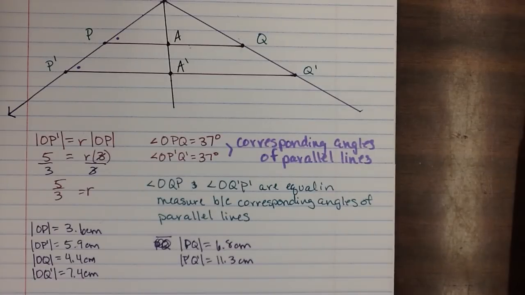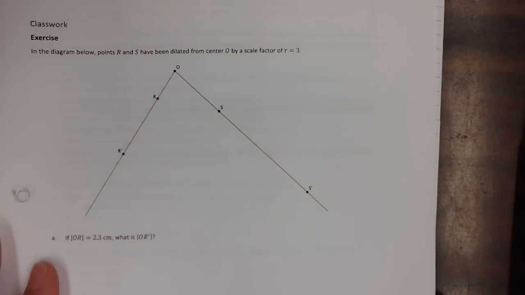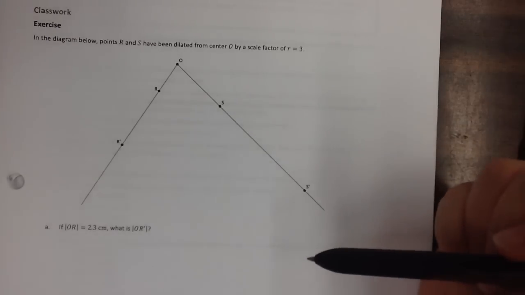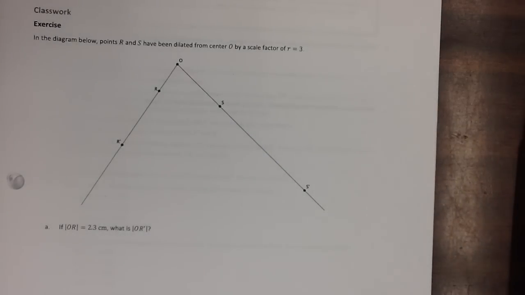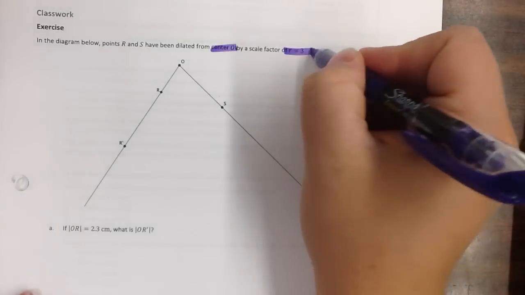Now that we're more familiar with the properties of the fundamental theorem of similarity and of dilation, we're going to use those in the next few lessons to verify similar figures. But before we get to that, we're going to look at this problem right here and work through it. In the diagram below, R and S have been dilated from center O by a scale factor of 3. It's always good to identify your center and your scale factor.